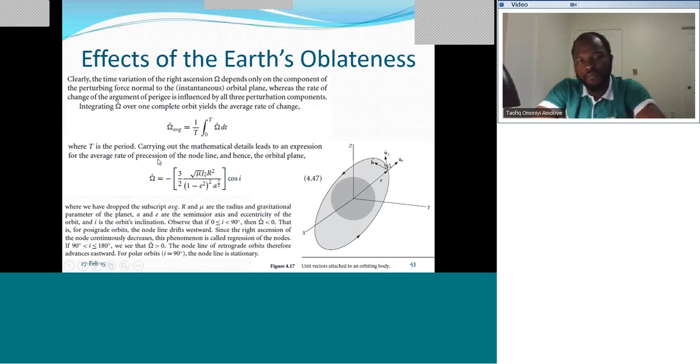So if we integrate the time rate of change of the right ascension over one complete orbit to have the average of the time rate of change, when that is done, we have equation 4.47.